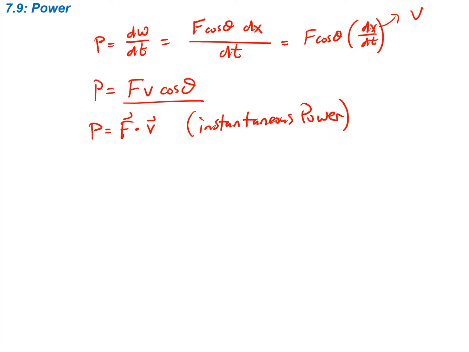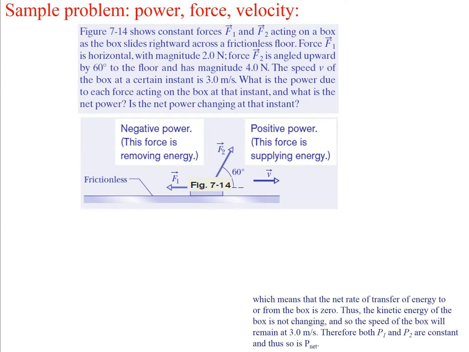So here's another equation that you can use for power. Let's go ahead and finish up with an example. The figure shows constant forces F1 and F2 acting on a box as the box slides to the right over a frictionless floor. You have a force applied to the left, and a force applied up and to the right. Force 1 is horizontal with a magnitude of 2 newtons. Force 2 is angled upward at 60 degrees to the floor with a magnitude of 4 newtons.